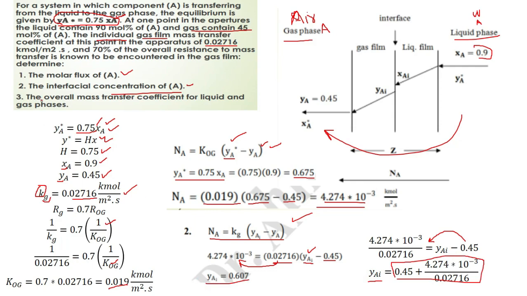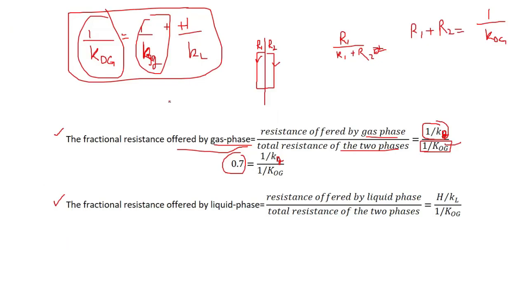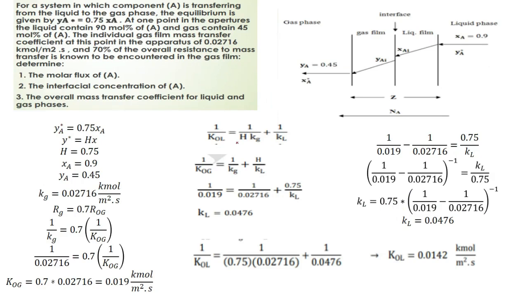In the third part, you have to find the overall mass transfer coefficient for the liquid and the gas phases. So for gas, I have calculated it right here previously. While for the liquid, you will use this formula: 1 over KOL is equal to 1 over H into kg plus 1 over KL. You have to find the KOL. You have kg, H, but you don't know the KL.